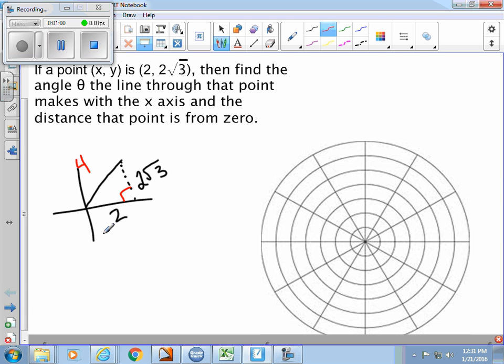If you happen to have recognized it as a 30, 60, 90, then you've already answered the next question, which is, what is the angle theta that makes with the x-axis? Well, it's 60 degrees or pi over 3. If you didn't know that, how could you find it using a calculator if it weren't a 30, 60, 90? Tan inverse of y over x. Right? Those formulas sound familiar from vector information.